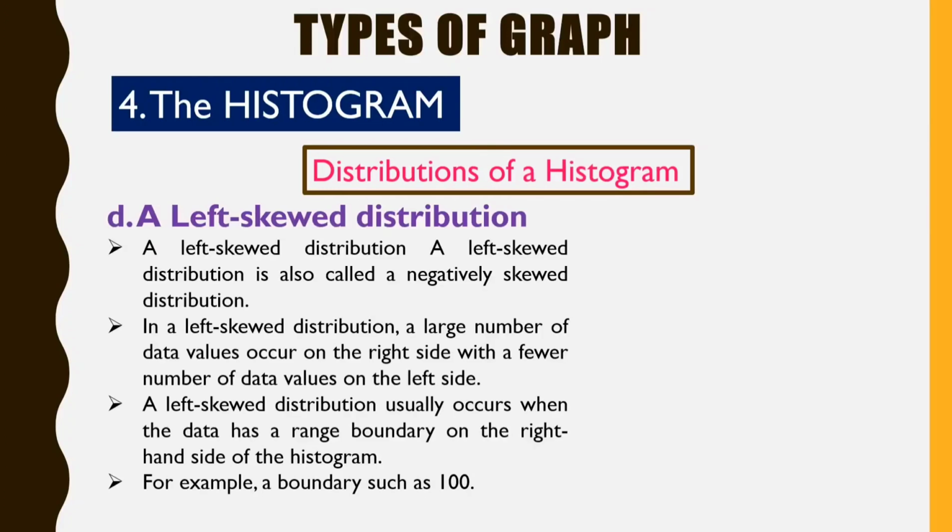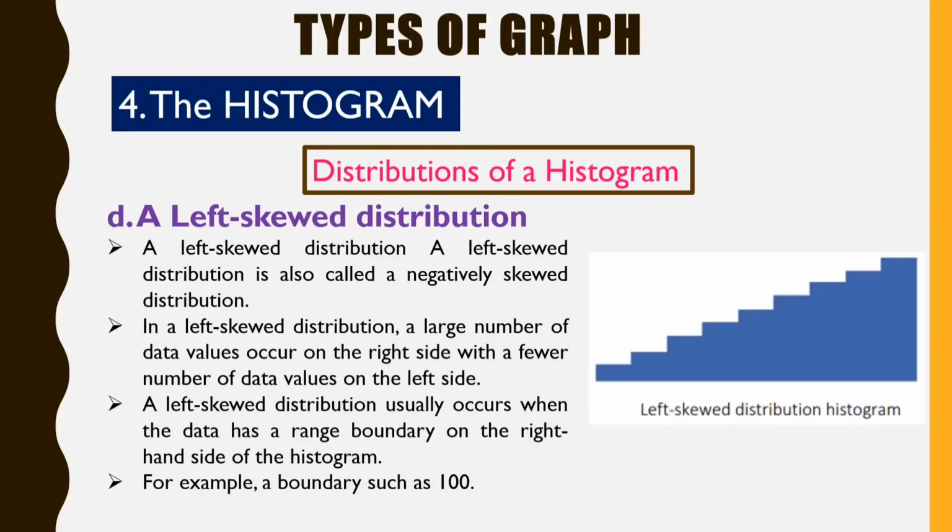The opposite of a right skew distribution is a left skew distribution. Here is the illustration. A left skew distribution is also called a negatively skewed distribution.